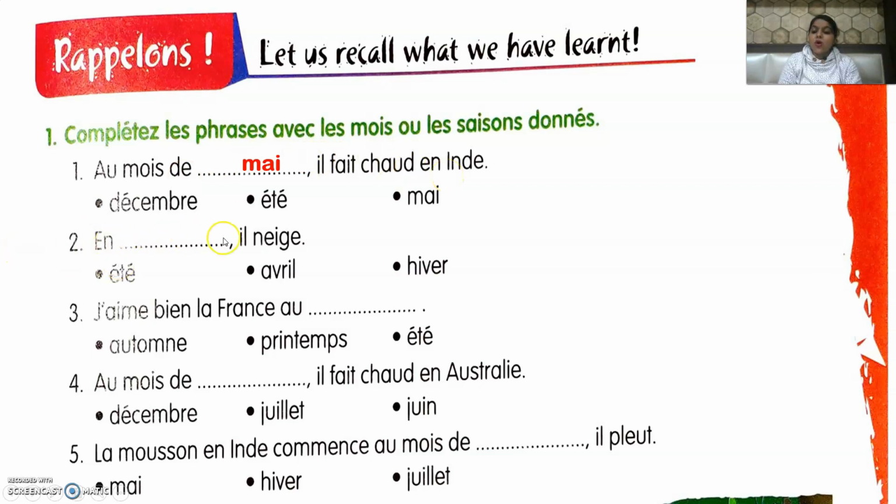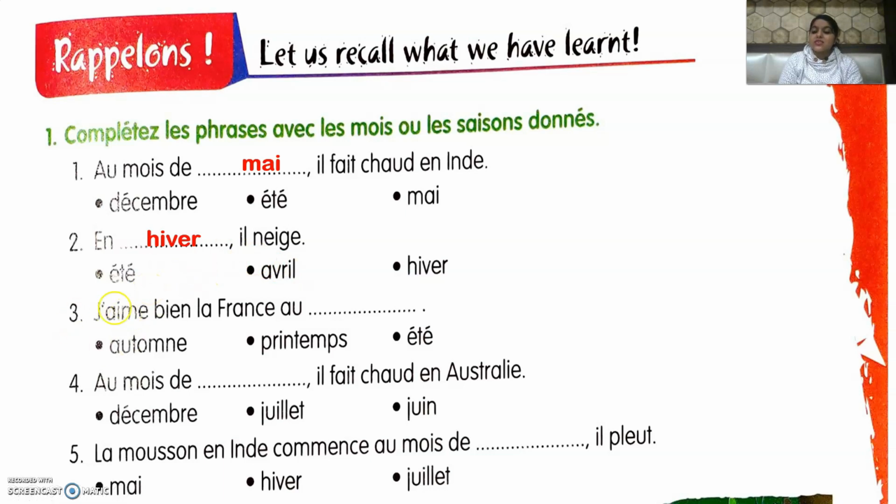Second one, it's written: en dash il neige. That means in dash it snows. So été, avril or hiver. We will write down en hiver il neige. That means in winter it snows.